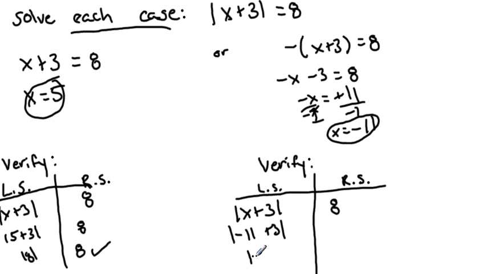-11 + 3 gives us -8. The absolute value of -8 equals +8. So it works for both solutions. So we do not have an extraneous solution in this case.